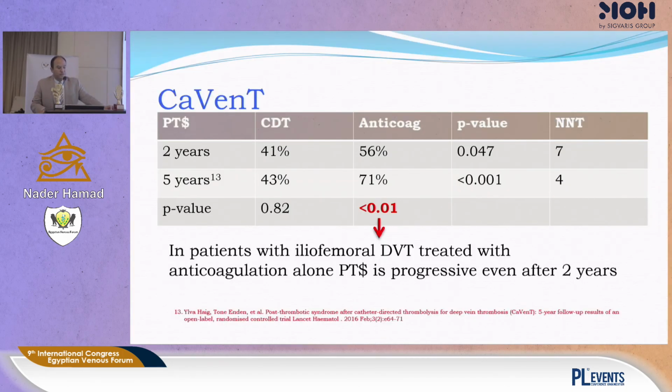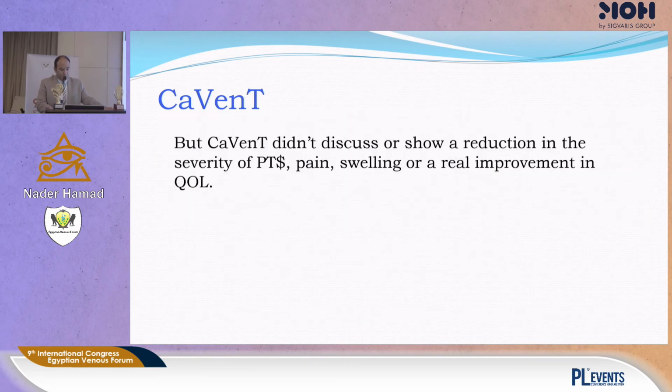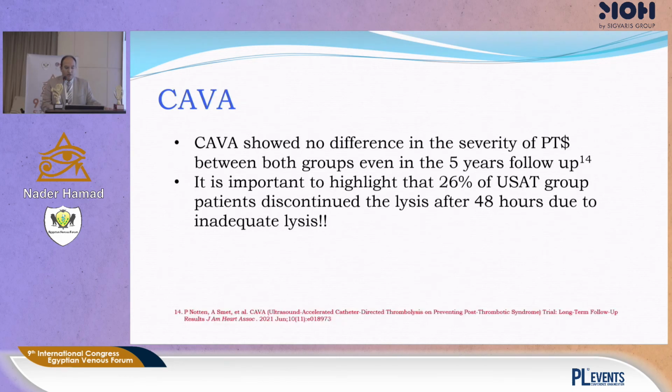If we go to the 5-year analysis of the CAVENT trial, which was the only trial whose primary outcome was positive in favor of thrombolysis, it showed that patients who were on anticoagulation still developed post-thrombotic syndrome even after 2 years, in comparison to the patients who got thrombolysis. So we knew from before that usually post-thrombotic syndrome will develop within the first 2 years, but patients who get conventional treatment can still develop it after 2 years. But CAVENT didn't discuss or show reduction in the severity of post-thrombotic syndrome. They didn't assess the patency, the edema, or the improvement in quality of life.